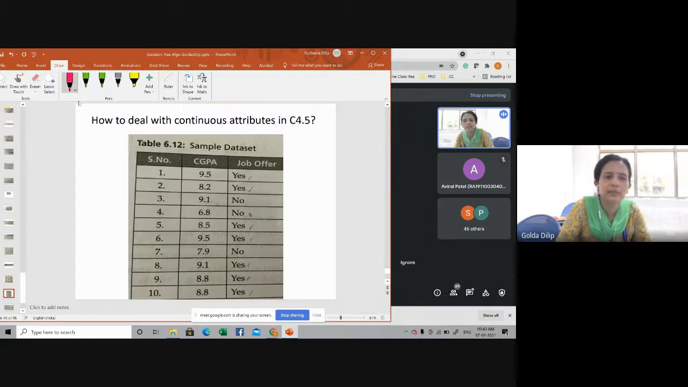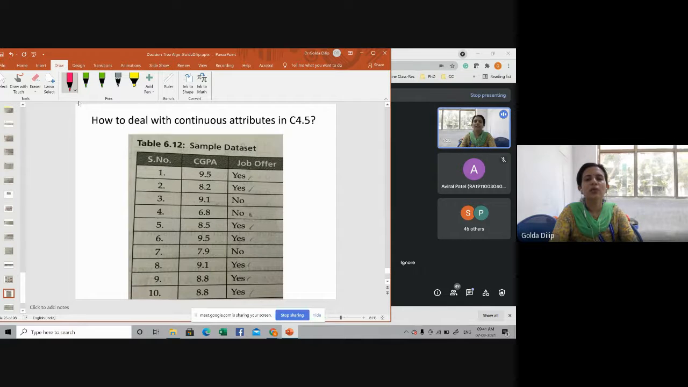Fine. So next, the same data set. What if I have continuous attributes? For example, let's take the same data set. Previously, how was CGPA given in your training data set?